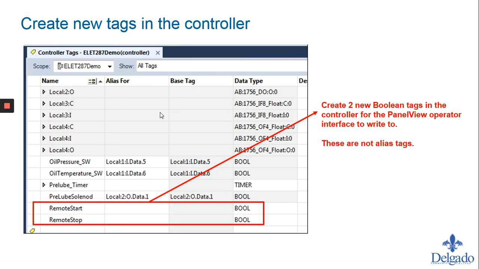So how do we do that? I'm going back to Studio 5000. I'm going to create 2 new tags in my controller. I'm going to call one Remote Start and the second one Remote Stop. They're both Boolean tags because, again, it's a push button, so it's either going to be on or off. There's nothing in the alias, nothing on the base tag, and they're not going to be alias tags. It's just going to be a separate tag in the controller.